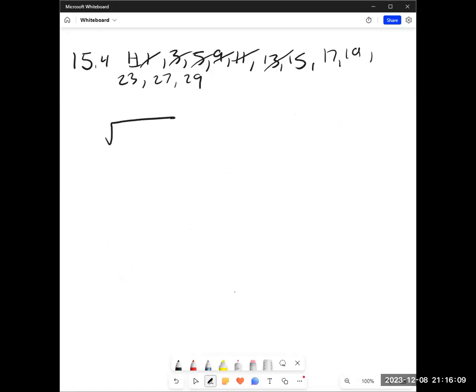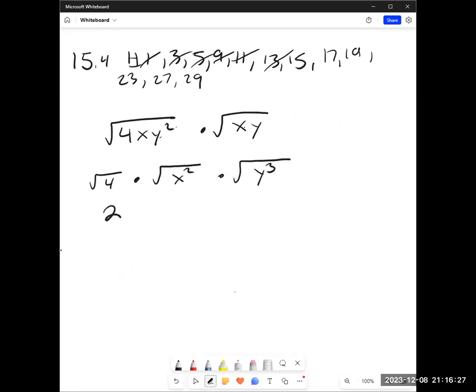Right, square root of 4xy squared times the square root of xy is the square root of 4 times the square root of x times x, which is x squared. So the square root of y squared times y is y cubed. This is going to be 2x and then a y square root of y. And they tell us to assume that all of the variables are positive. If they didn't tell us that, we'd have to put absolute value bars around x and y, or around the entire x times y.